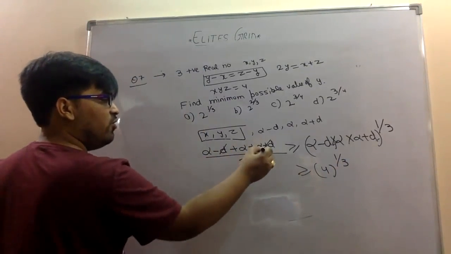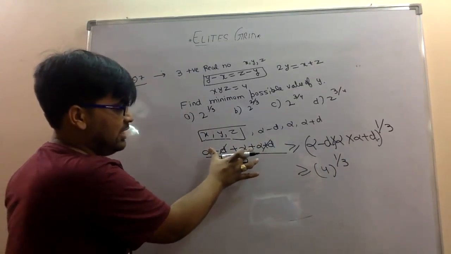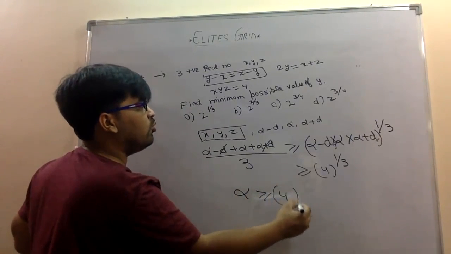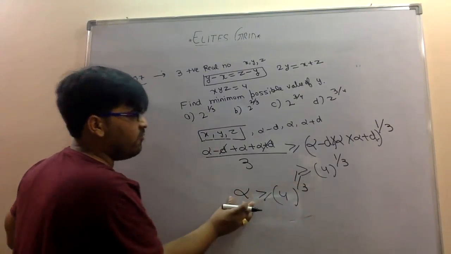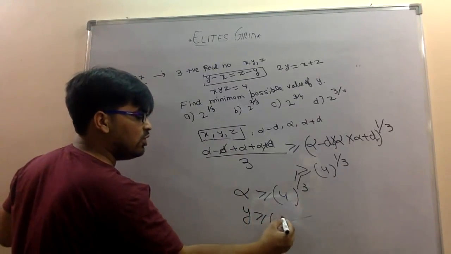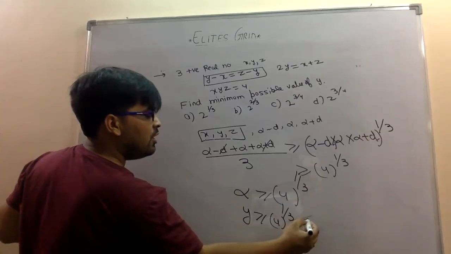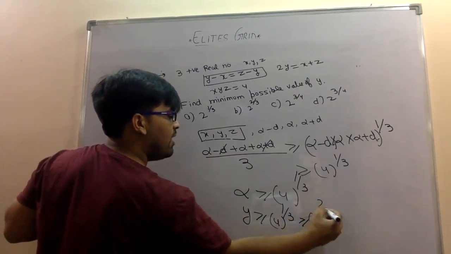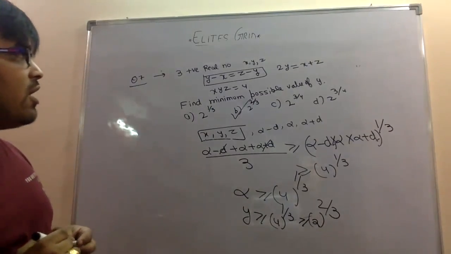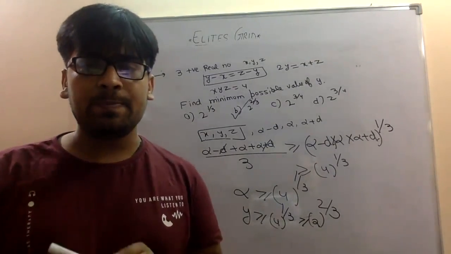This value will get cancelled out, so this is 3 alpha by 3, which is alpha. Alpha is greater than or equal to 4 to the power 1 by 3. Alpha is nothing but your y, so y is greater than or equal to 4 to the power 1 by 3, which is nothing but 2 to the power 2 by 3, and that will be your answer. तुम्हारा आंसर निकला है. क्लियर है?